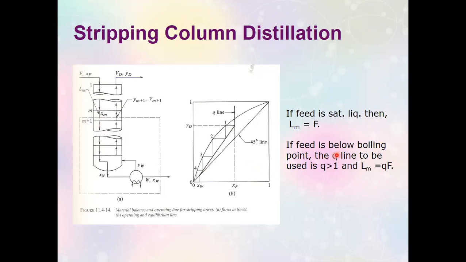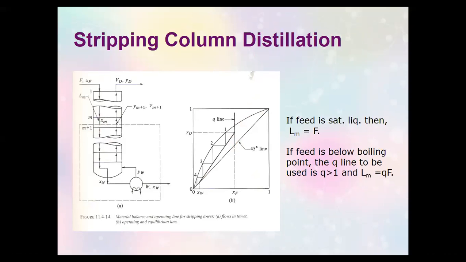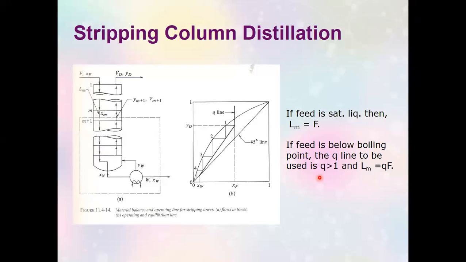If feed is below the boiling point, meaning it's subcooled liquid, the Q line to be used is Q greater than 1. In that case, this vertical Q line will be somewhat slanted towards the right whenever you have a subcooled liquid, because I have presented that already in the first part: the different orientations of your feed line depending on the value of Q and on its status, whether it's saturated liquid, saturated vapor, subcooled liquid, or a mixture.